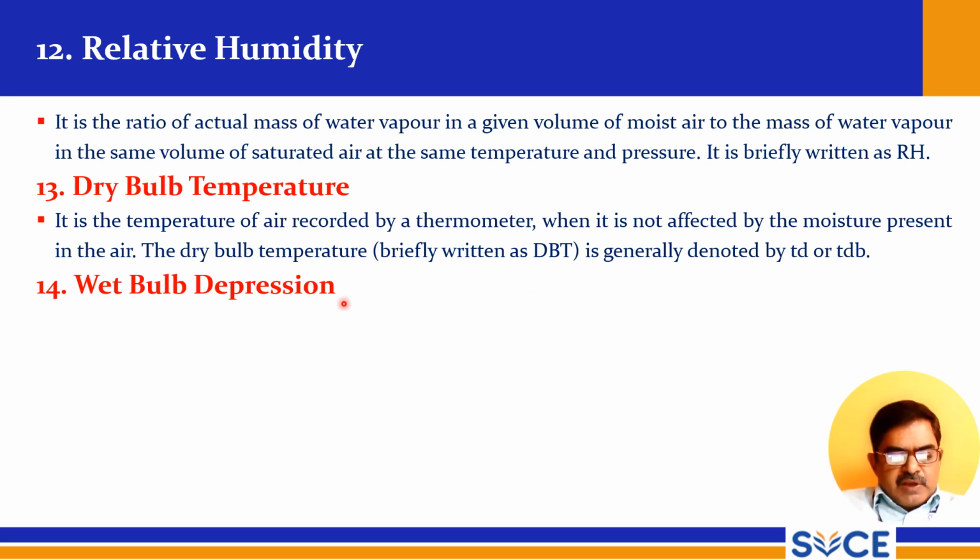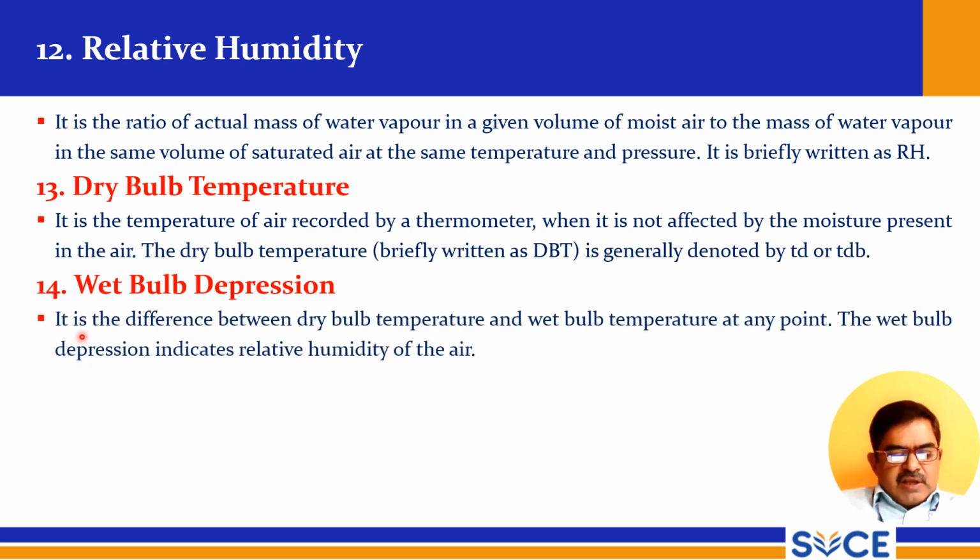Next is WBD, which is nothing but wet bulb depression. Wet bulb depression is the difference between dry bulb temperature and wet bulb temperature at any point. It is the actual difference between dry bulb temperature and wet bulb temperature at any given point. The wet bulb depression indicates the relative humidity of the air. So here it is directly related: wherever we have this depression, we can say there is relative humidity in that air.